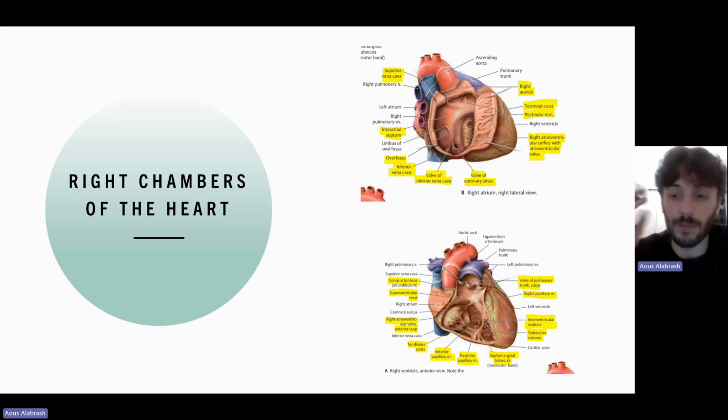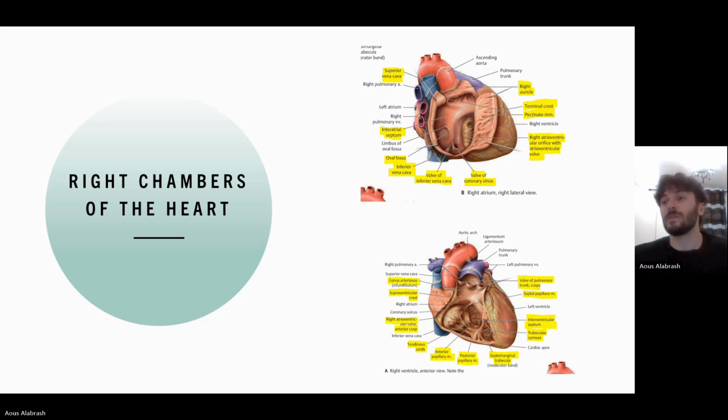Now, in the right ventricle, we have anterior, posterior, and septal papillary muscles. Why? Because they have to go hand in hand with the valves of the tricuspid. In the tricuspid, we have the septal cusp, the anterior cusp, and the posterior cusp. So what are papillary muscles? Papillary muscles are muscles that are anchored on one end only, not on the other end.